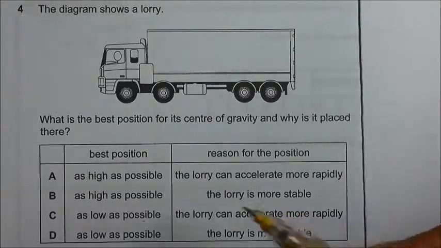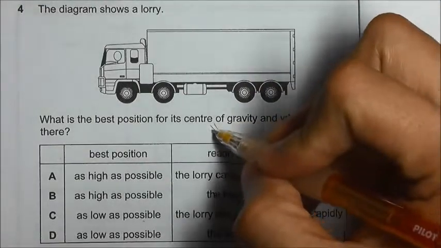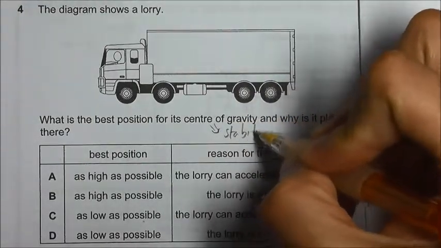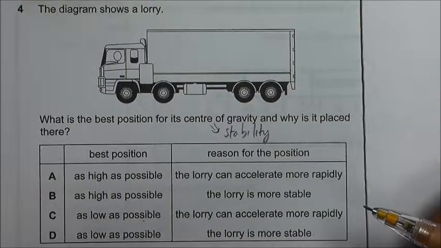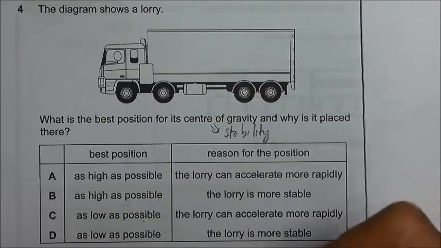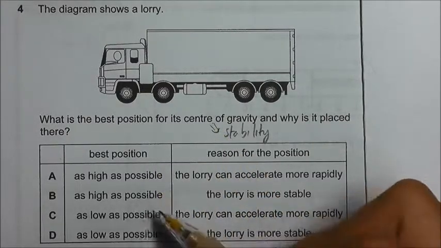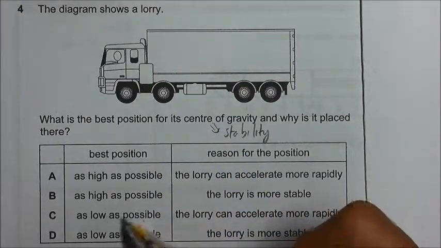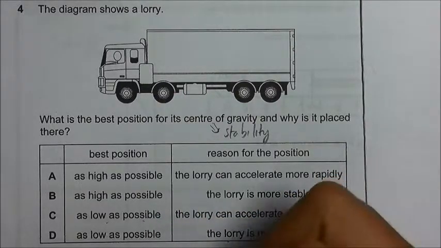When we talk about the position of center of gravity, it will affect the stability. And in order for the object to be more stable, the position for the center of gravity must be as low as possible. So when it's as low as possible, the lorry is more stable. Answer D.